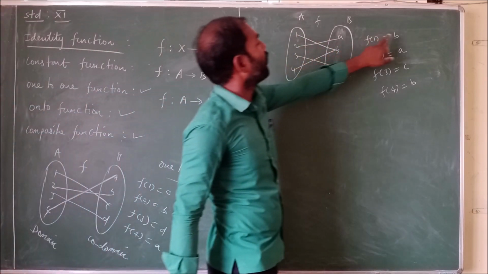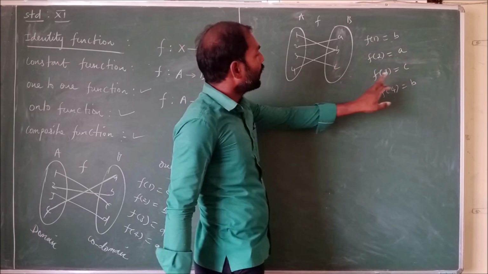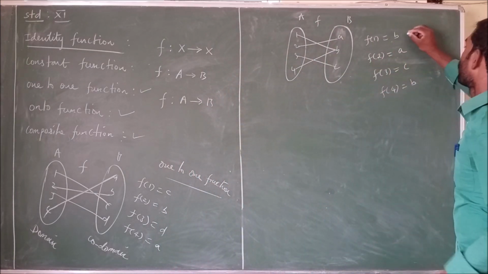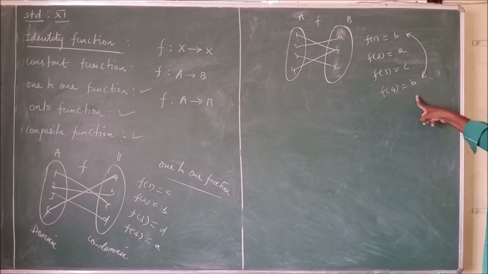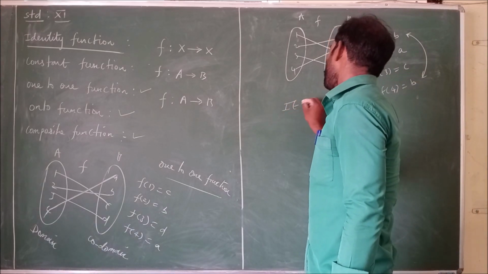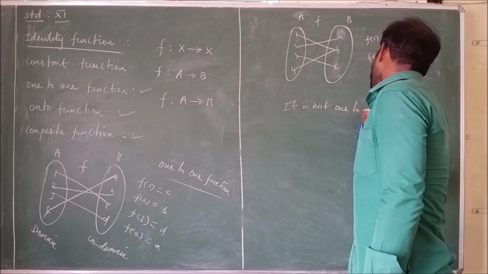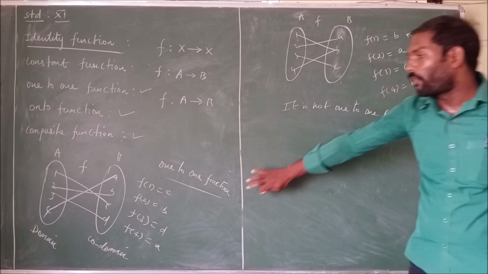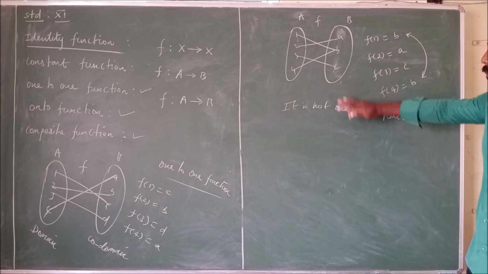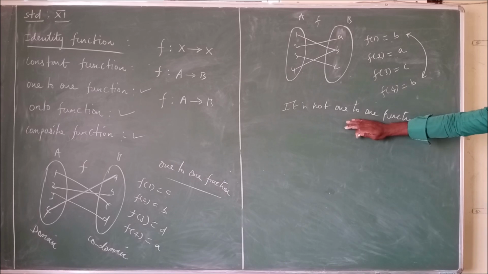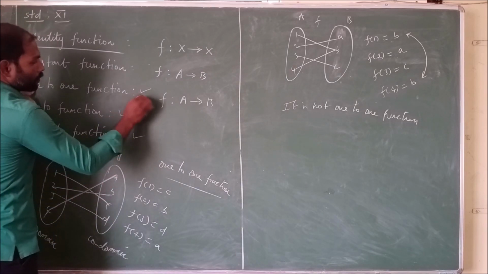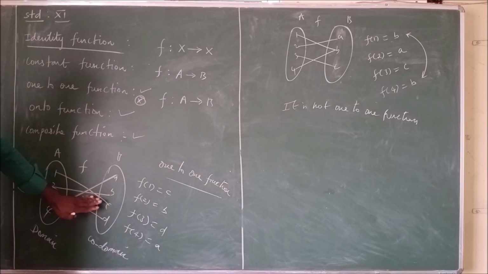But here 1 is the image of B, 2 is the image of A, 3 is the image of C, and 4 is also the image of B. So it is not a one-to-one function. This one is an example of a one-to-one function and this one is an example of a not one-to-one function. Clear that? That is the most important point for one-to-one functions.